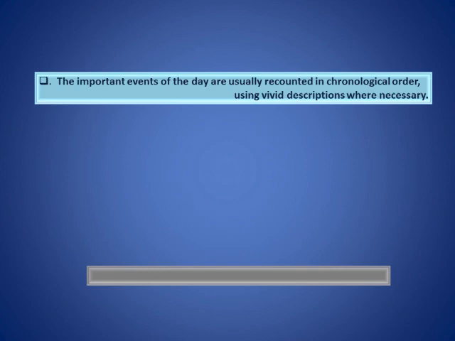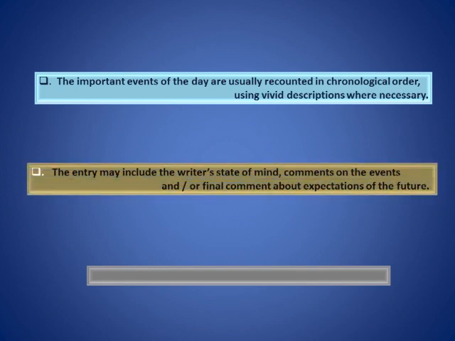Vivid means various. So when you are explaining the things there, you are supposed to use vivid descriptions, meaning various descriptions, wherever you feel that you should use them to express or explain the things. And the next, the entry may include the writer's state of mind, comments on the events, and final comments about expectations of the future. So what does it mean, your state of mind?